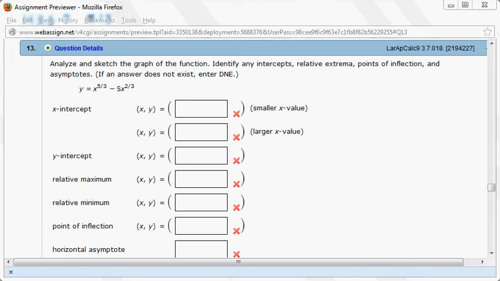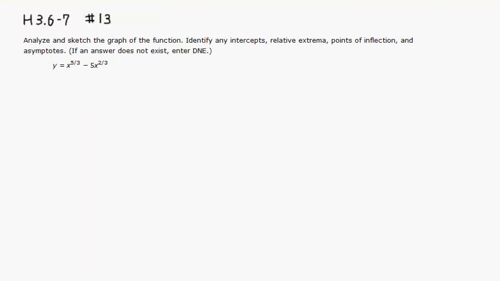Okay, let's look at homework 3.6, 3.7, number 13. Just finding the point of inflection. All right, so let's do that. In order to find the point of inflection, we need to take two derivatives.